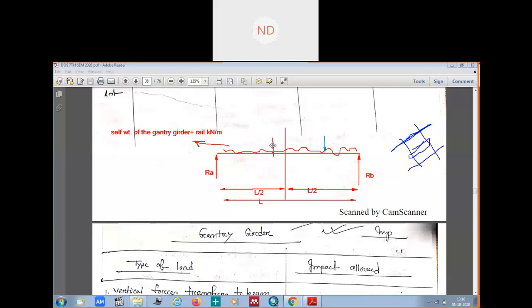Now the center of these two wheels, that means if these two are the crane girder wheels, the center of them is somewhere here. It will come on this side. So somewhere here will be the center.